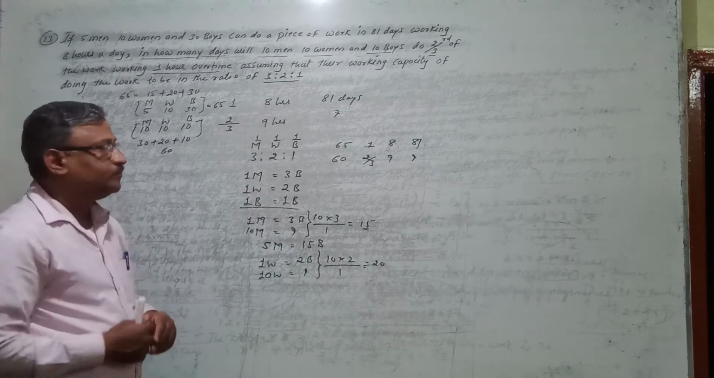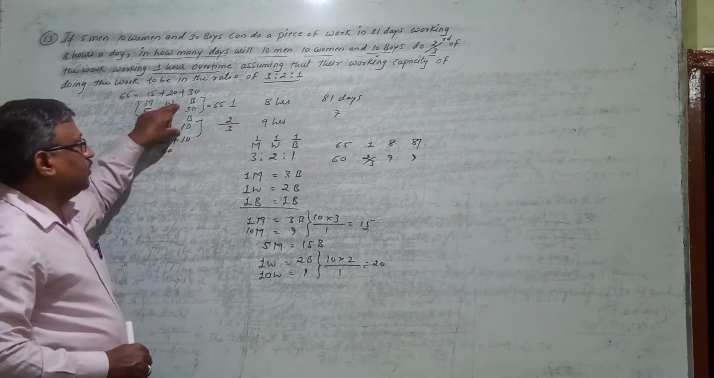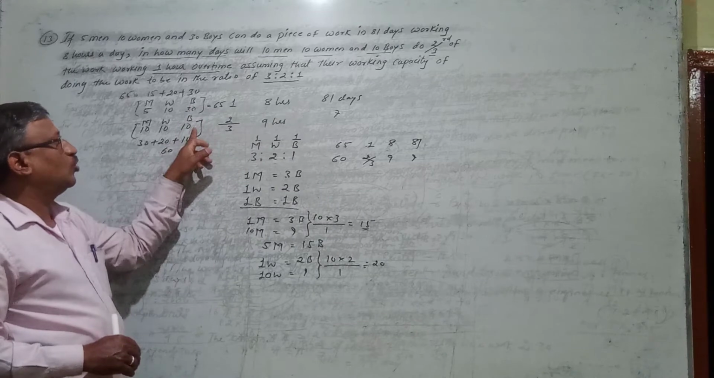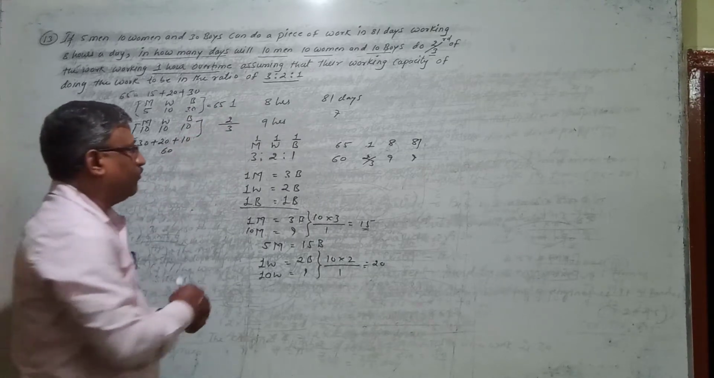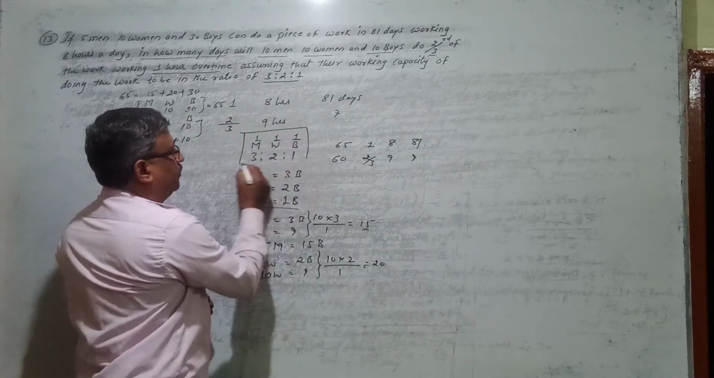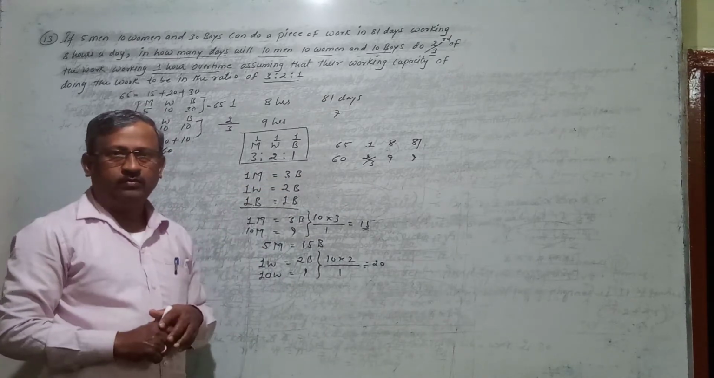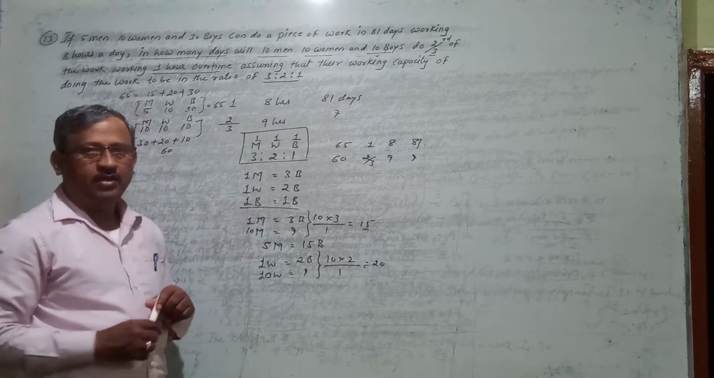So for this, you need to convert these groups in the form of boys. You have to find out the capacity of these two groups in the form of boys. And for that, you need to understand this ratio. I hope this is clear to you all. So let's proceed with the solution.